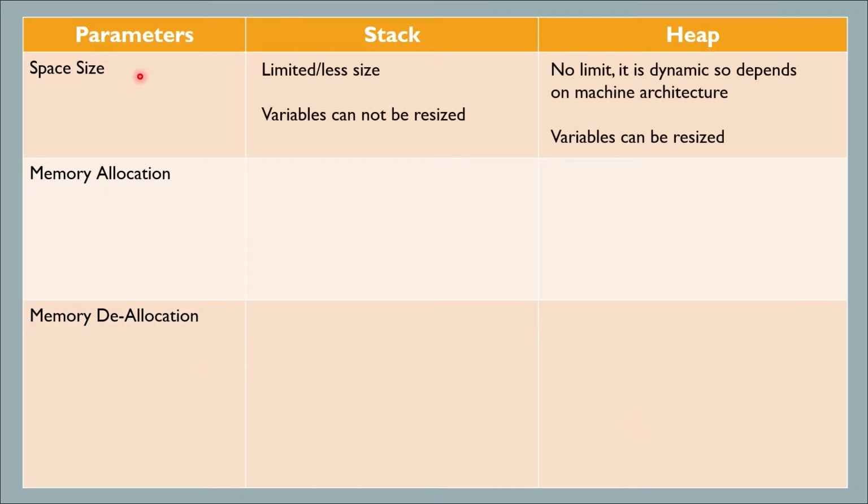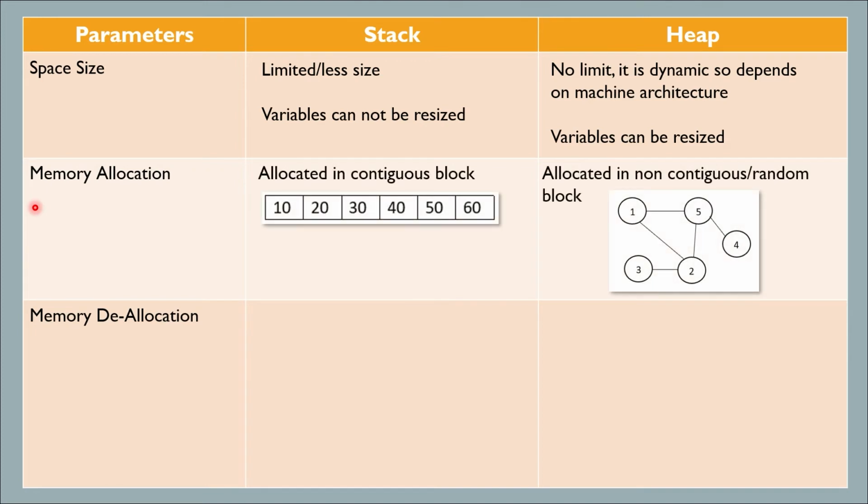Next we have the space size parameter. We'll see how stack and heap are differentiated with respect to space size. Since stack is a fixed kind of memory, it has a limited size, and variables cannot be resized. And in heap, there's no limit. It is dynamic, depending on machine architecture, variables can be resized and it can have enormous size. So you do not have to bother about memory in terms of heap allocation.